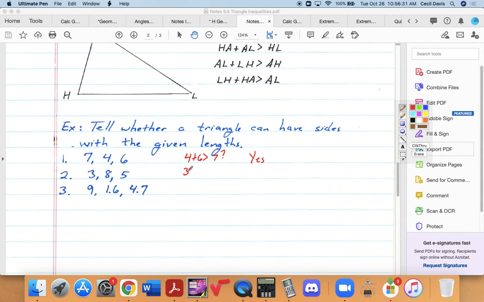What about the next one? Is 3 plus 5 greater than 8? Nope. So this does not make a triangle. If you tried to make a triangle out of those, what would happen? If you had the side that was 8, say horizontally, so let's say that this is 8. The only way to attach the 3 to this end and the 5 to the other end and make them touch would be to have it like this, where that's 5 and that's 3.